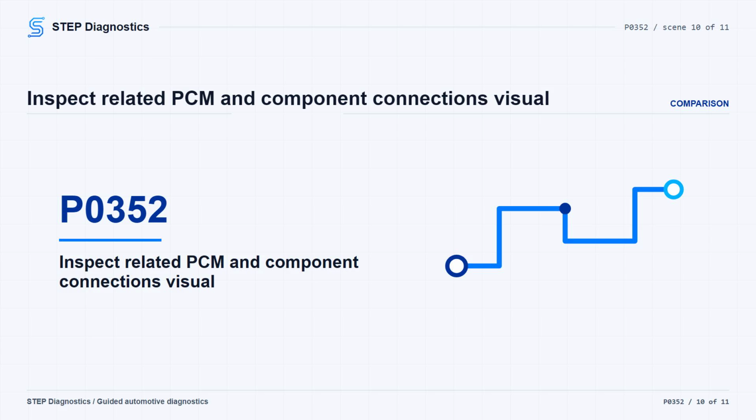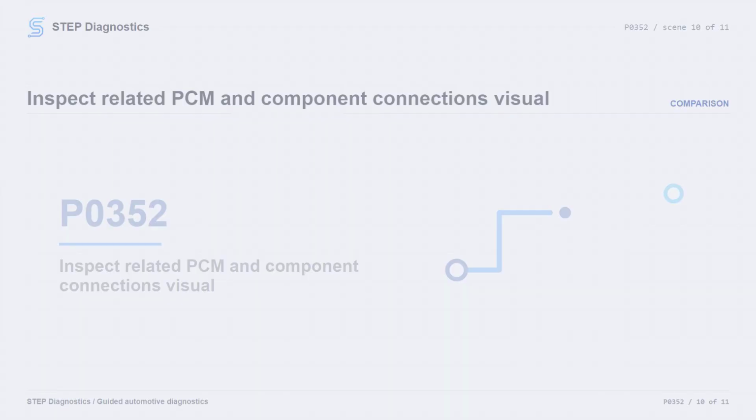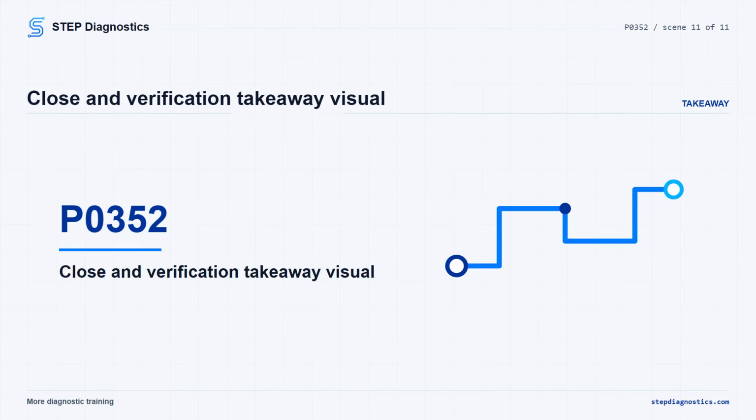Reconnect the PCM, inline, and component connectors, making sure they are fully seated and locked. Erase DTCs, then test drive or operate the vehicle under the conditions that run the monitor. Read DTCs again. If P0352 returns after those connection checks, replace and program the PCM, then verify the repair. If it does not return, the wiring or poor connection problem has been corrected, and you still finish with repair verification. Keep the verification step separate from the testing.